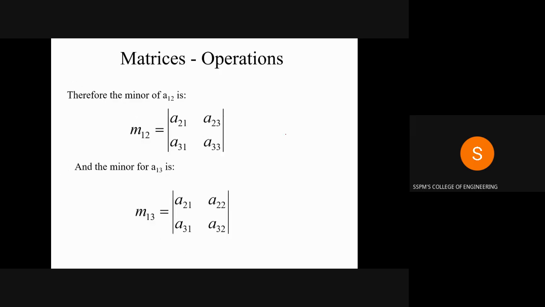See here, suppose this is a 3 cross 3 matrix: A11, A12, A13, A21, A22, A23, A31, A32, A33. This is your 3 cross 3 matrix. So how to find M12? What does it suggest? Delete the first row and second column.